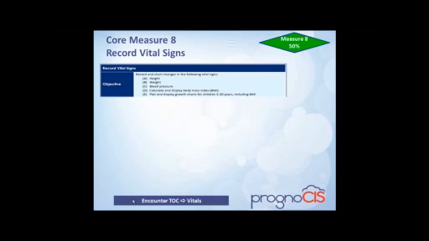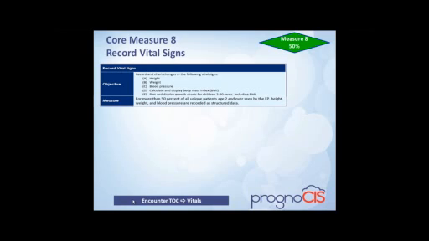Core Measure 8, record vital signs. The objective of Core Measure 8 is to ensure that doctors are recording and maintaining changes within a patient's vital signs, specifically the elements of their height, weight, blood pressure, as well as body mass index. Now notice here in the objective they've got a fifth point to plot and display growth charts as well for children between the ages of 2 and 20.